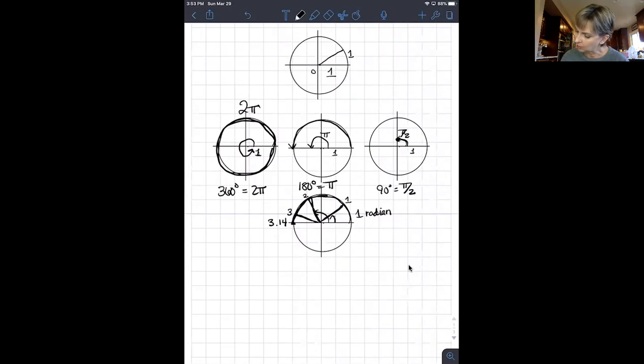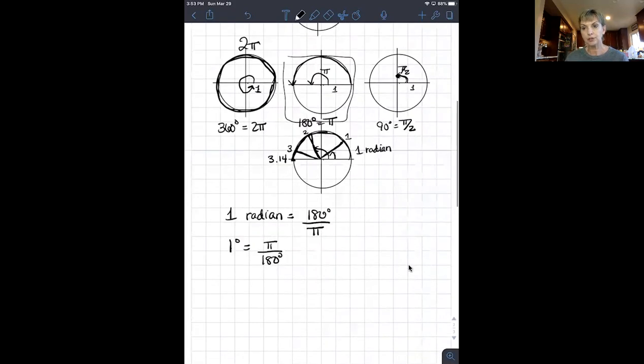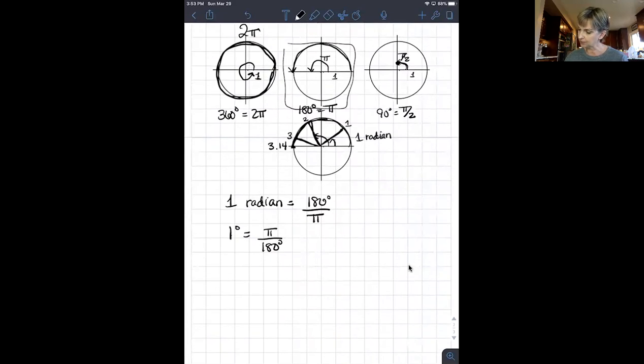Well, I know that 1 radian is equal to 180 degrees divided by pi. Remember, 180 degrees is equal to pi. We see that on that little circle up above right here. So I can multiply my radians by 180 over pi because that's 1. And I also know that 1 degree is equal to pi over 180. Knowing those two things is going to help me do my conversions.